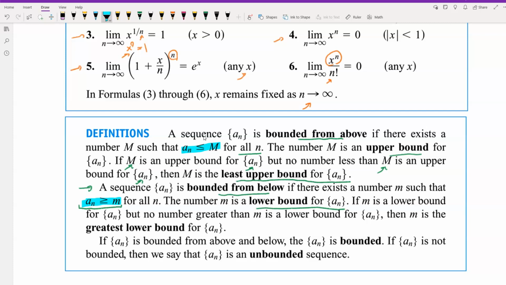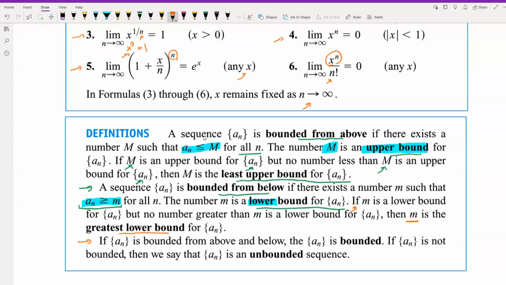Based on what we have for m, that is less than or equal to a_n, so that's why we say lower. But on top, a_n is less than or equal to uppercase M, or we can say M is greater than or equal to a_n, so that is an upper bound. And if lowercase m is a lower bound for the sequence a_n, but no number greater than m is a lower bound, then lowercase m is the greatest lower bound for the sequence a_n.